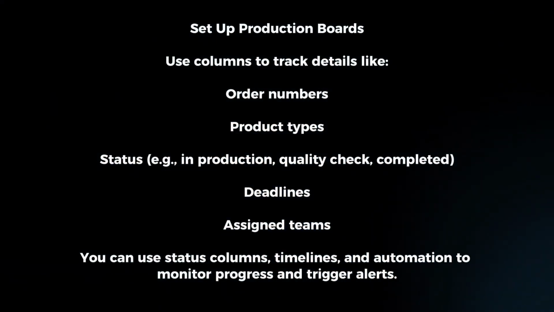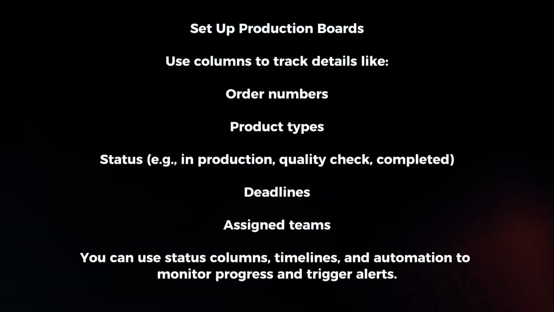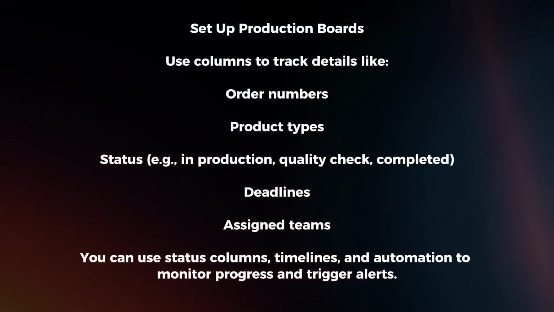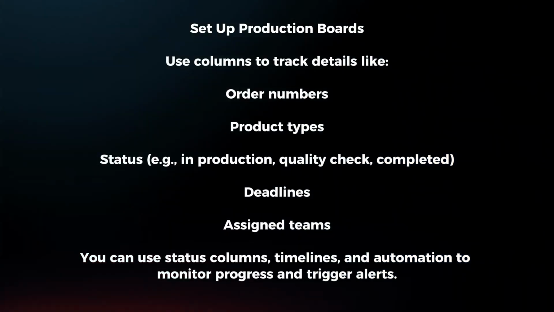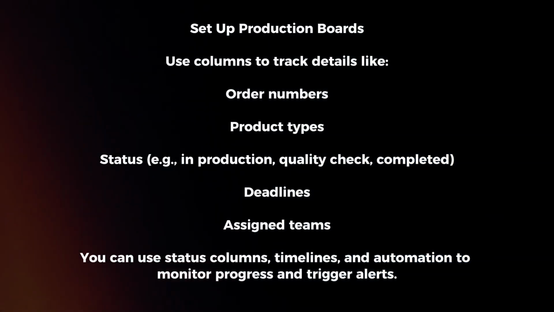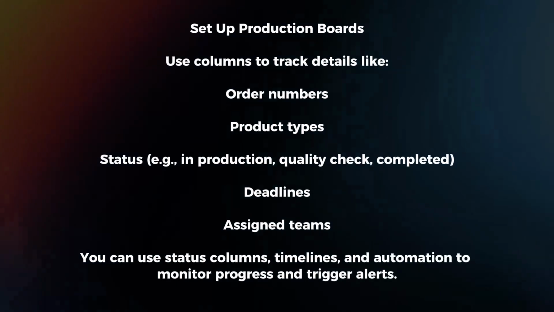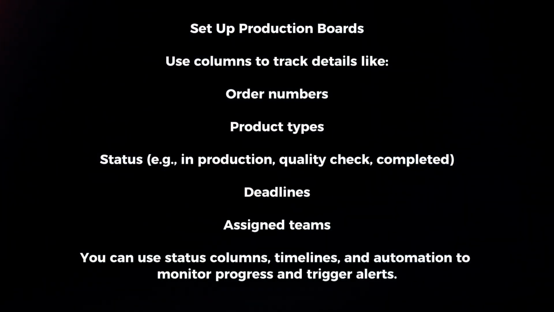Set up production boards. Use columns to track details like order numbers, product types, status, deadlines, and assigned teams. You can use status columns, timelines, and automation to monitor progress and trigger alerts.